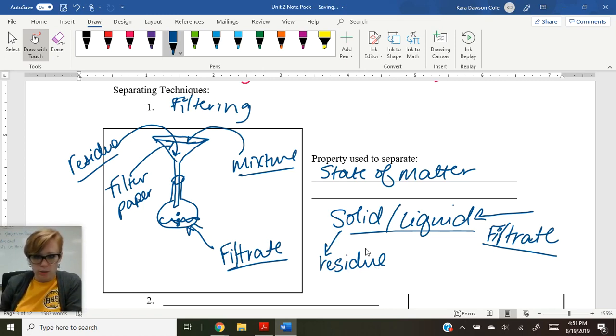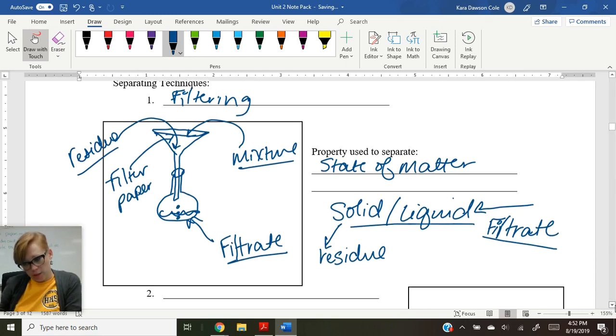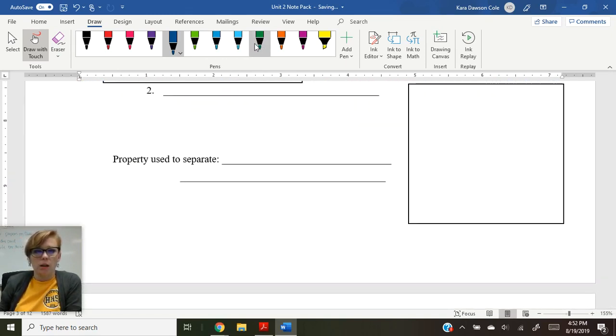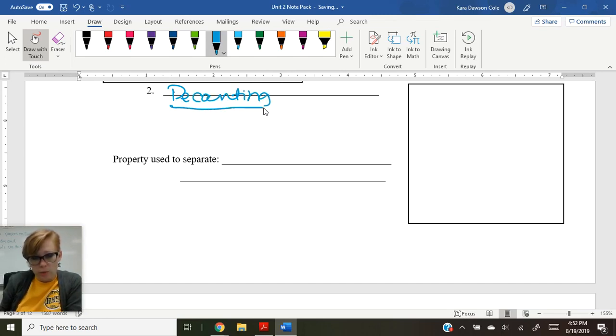So for filtering, we're using the solid liquid state of matter. If you've got a solid that's in a liquid, you filter it to get it separated. The second type of separating technique is decanting. And this is very similar to filtering. We can always do decanting and filtering at the same time.